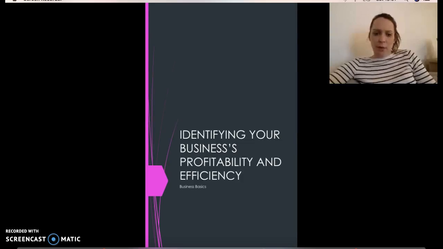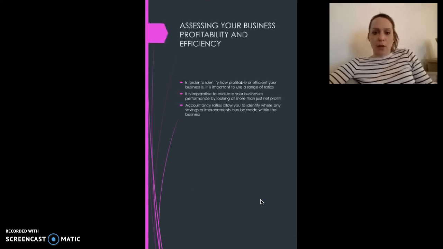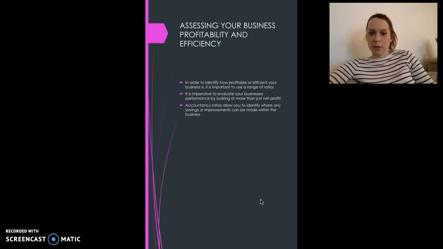So today I thought we would go through how to identify your business's profitability and efficiency using accountancy ratios. We're going to have a look at a range of ratios that you can use in order to identify how well your business is performing. So we're going to have a look at the different types of ratio, and we're going to understand how to calculate them. I'm going to give you some examples.